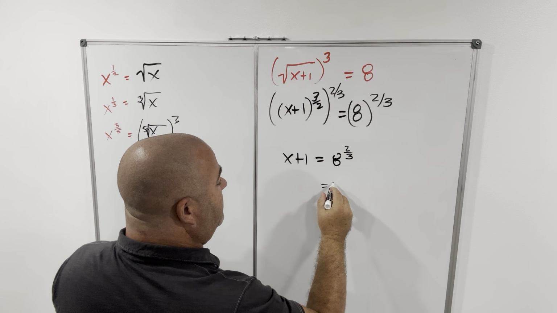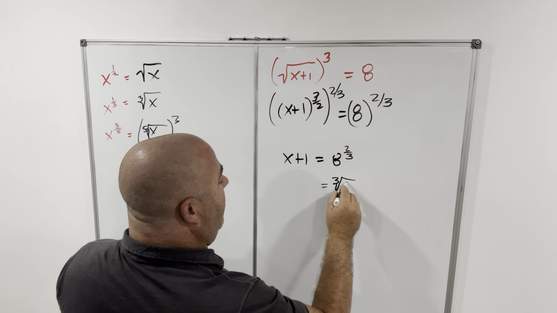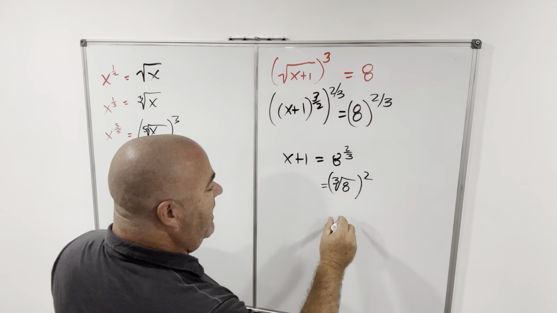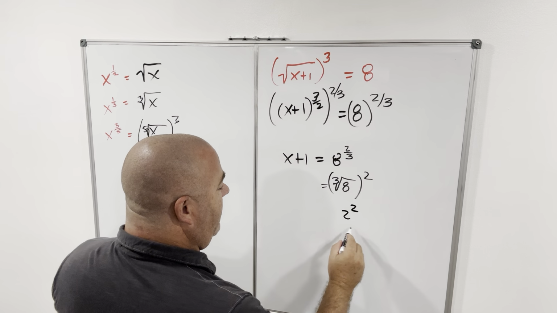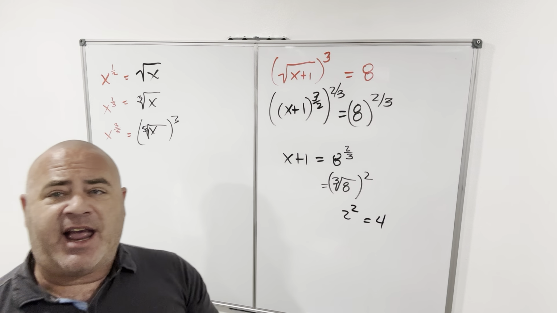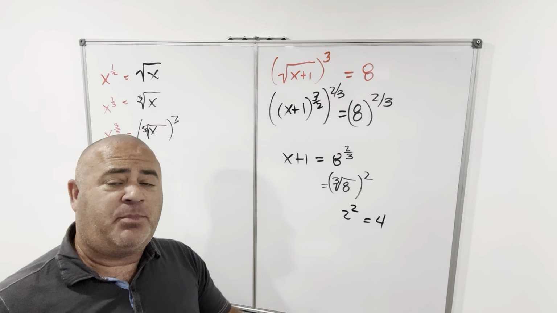That's the same thing as saying the cube root of 8 squared. Well, a cube root of 8 is 2, so that gives us 2 squared, which is just equal to 4. Okay, so understanding rational exponents can really help us simplify equations.